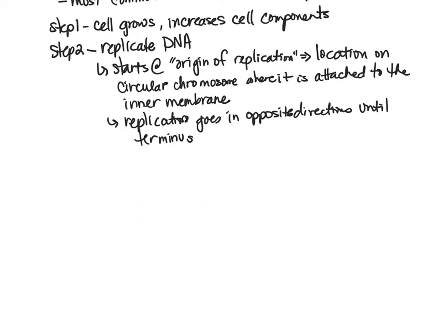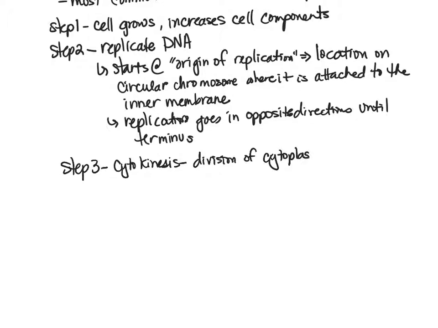Then in step three, this is where we have cytokinesis. So this is similar to mitosis and meiosis. This is the division of the cytoplasm. And so we have this really enlarged cell because we have increased all the cellular components. We've also replicated the DNA. So this really enlarged cell is now going to constrict in the center. It's going to continue constricting until two daughter cells form. And then each of them will have other cell components as well as a copy of the genome.